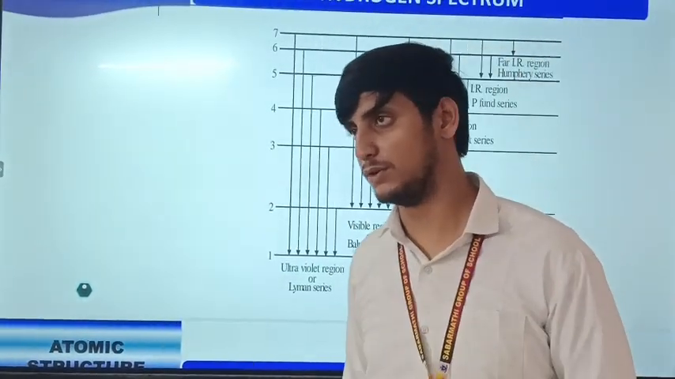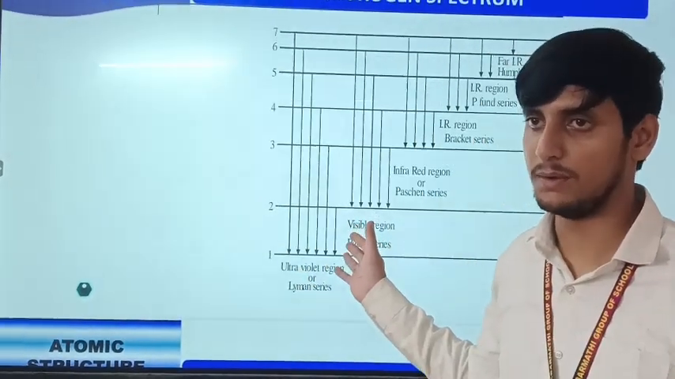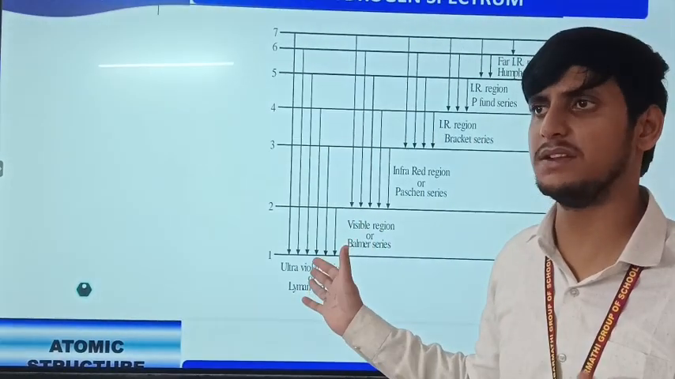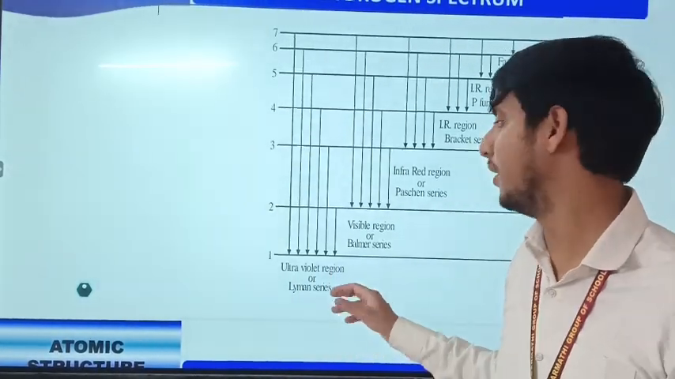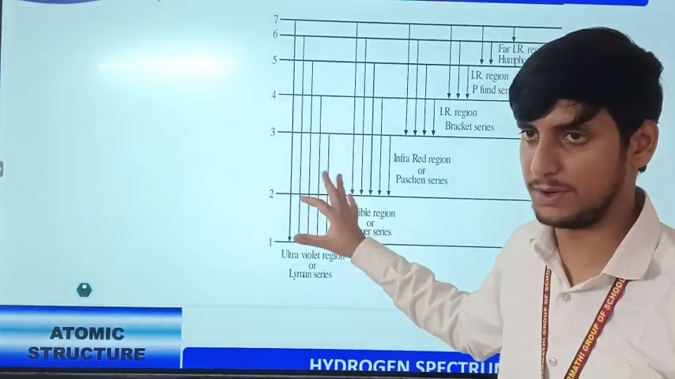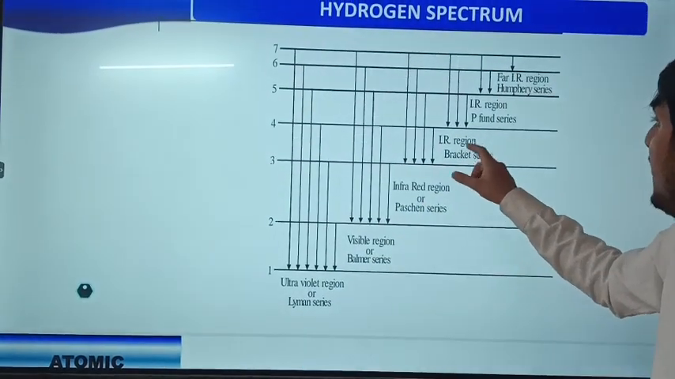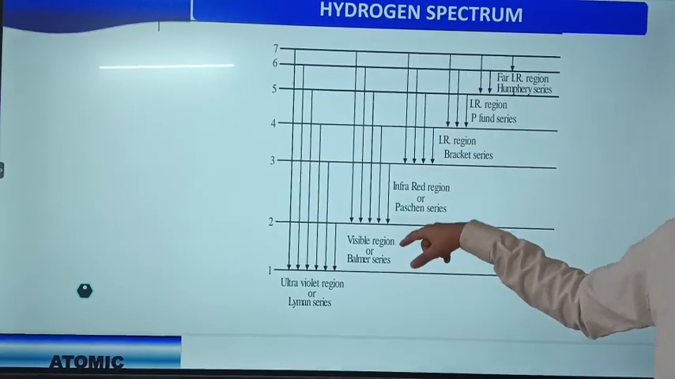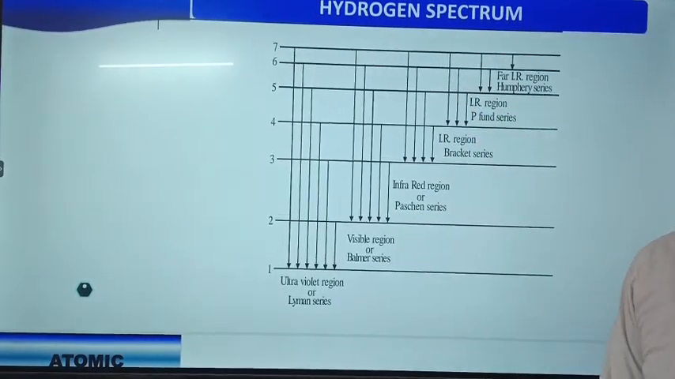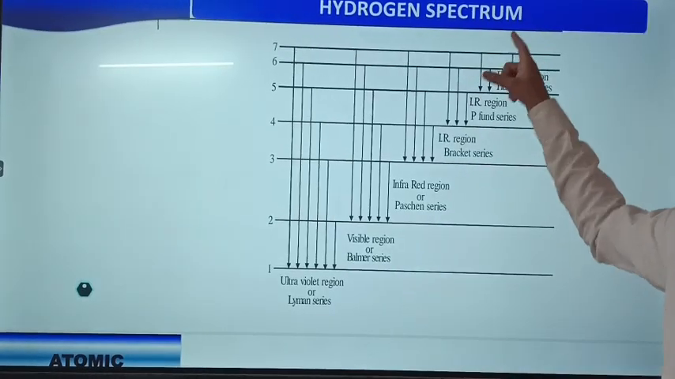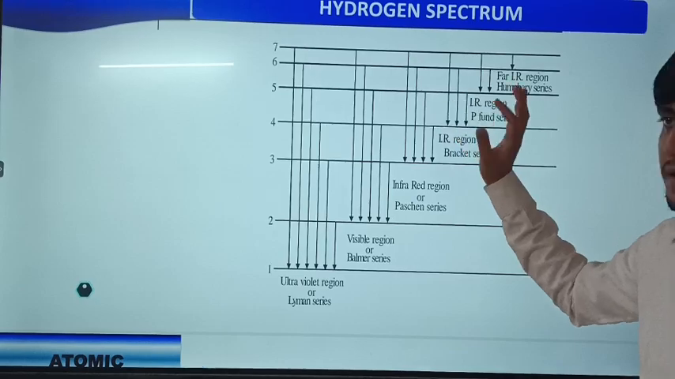The question is, which series can we easily observe? The Balmer series, because we can see the colors of the spectrum, and that's why we can easily differentiate between them. Paschen, Brackett and Pfund lie in the infrared region, and Humphrey in the far infrared region.